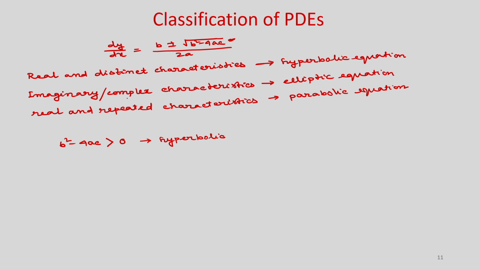And when will it become imaginary or complex? If b square minus 4 ac is less than 0, then you will get imaginary characteristics. So, it will be elliptic. And when you get real and repeated characteristics, that is, if b square minus 4 ac is 0, then you will get parabolic.